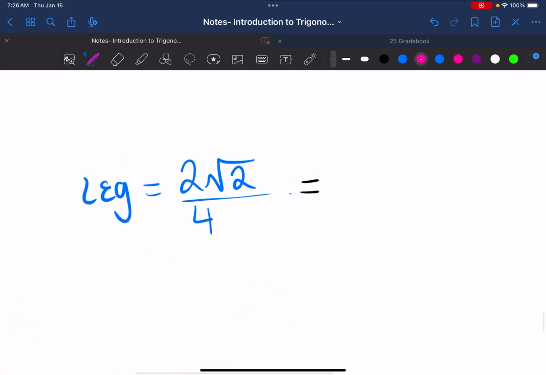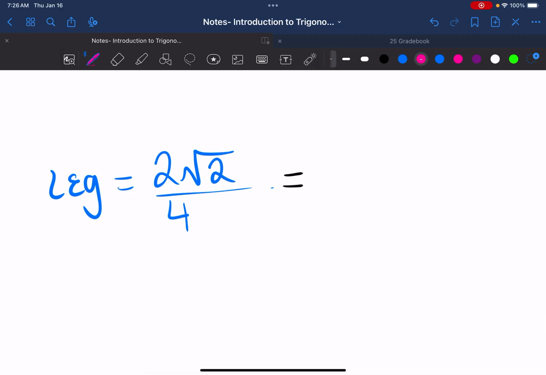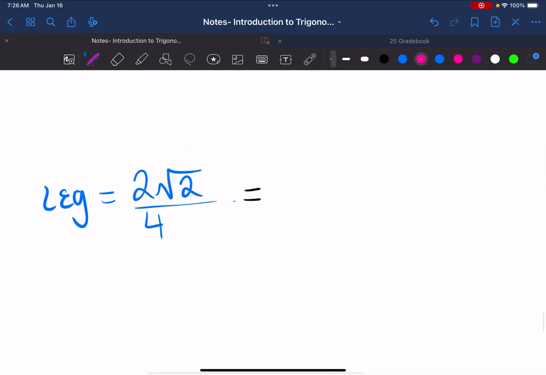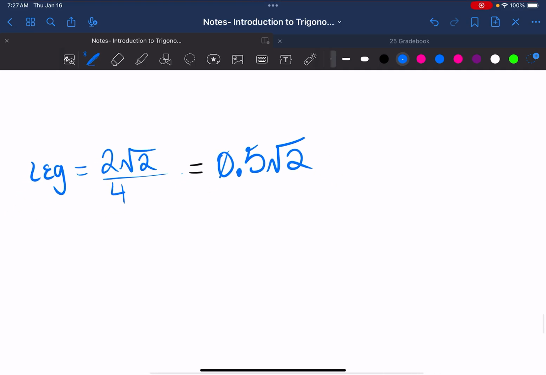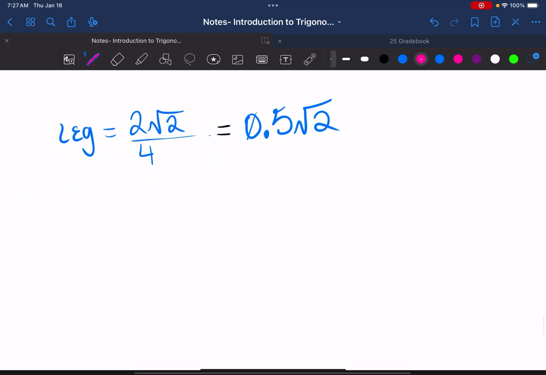Now, this is going to freak y'all out. When you see a fraction, you're going to be like, oh my God. Y'all, it's easy. I'm going to do it 2 different ways for you guys. The first way I feel like y'all are going to do is turning into a decimal. So my leg is 0.5 square root 2. I feel like y'all are going to be perfectly fine with that. So use the same equation. Hypotenuse equals leg times square root of 2.